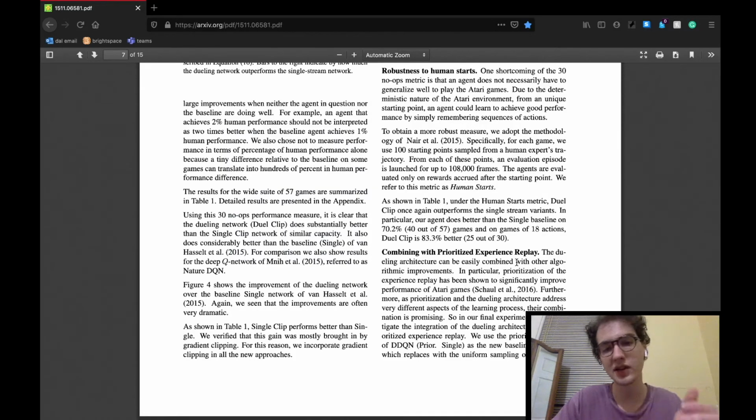So with that being said, the robustness of human starts subsection describes how the dueling network is able to generalize to games, given they start randomly according to human experts, and outperform the single stream architecture during comparison.